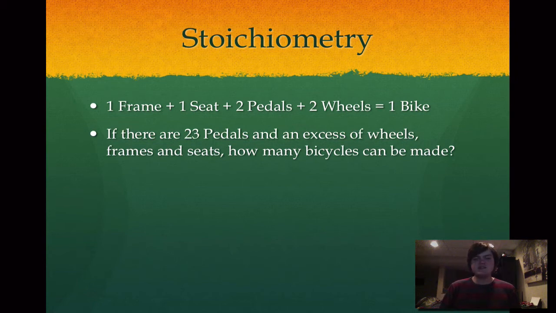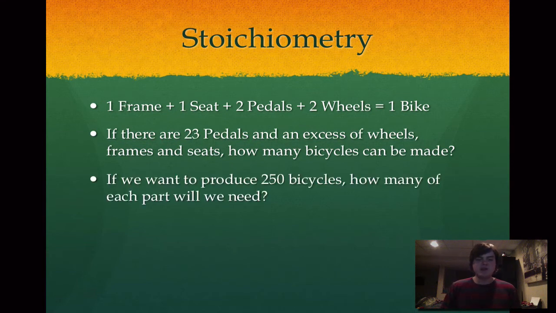What that means is we know that there are an excess of wheels, frames, and seats. That means we don't need to worry about how many there are. There are enough. For however many pedals we have, there are extra wheels, frames, and seats. You are always going to perform your calculation on what's called the limiting reactant, and we'll talk about that a little further down the road. But if something has an excess, it is not the limiting reactant. So in this case, we want to use pedals. We'll start that question in just a moment.